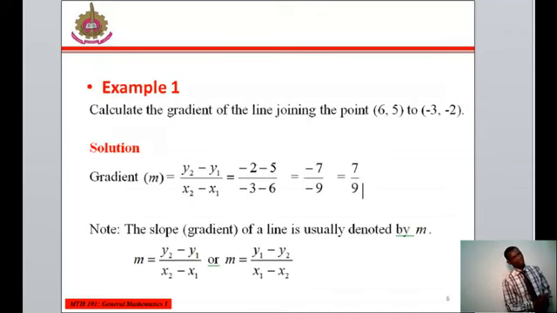Now let's consider an example where we are asked to calculate the gradient of the line joining the points (6, 5) and (-3, -2).